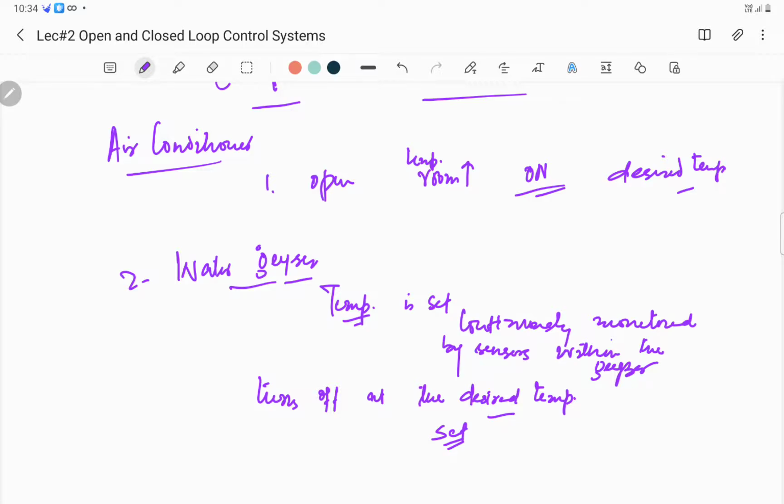In our next lecture we'll discuss a more generic form of the block diagram of control systems.